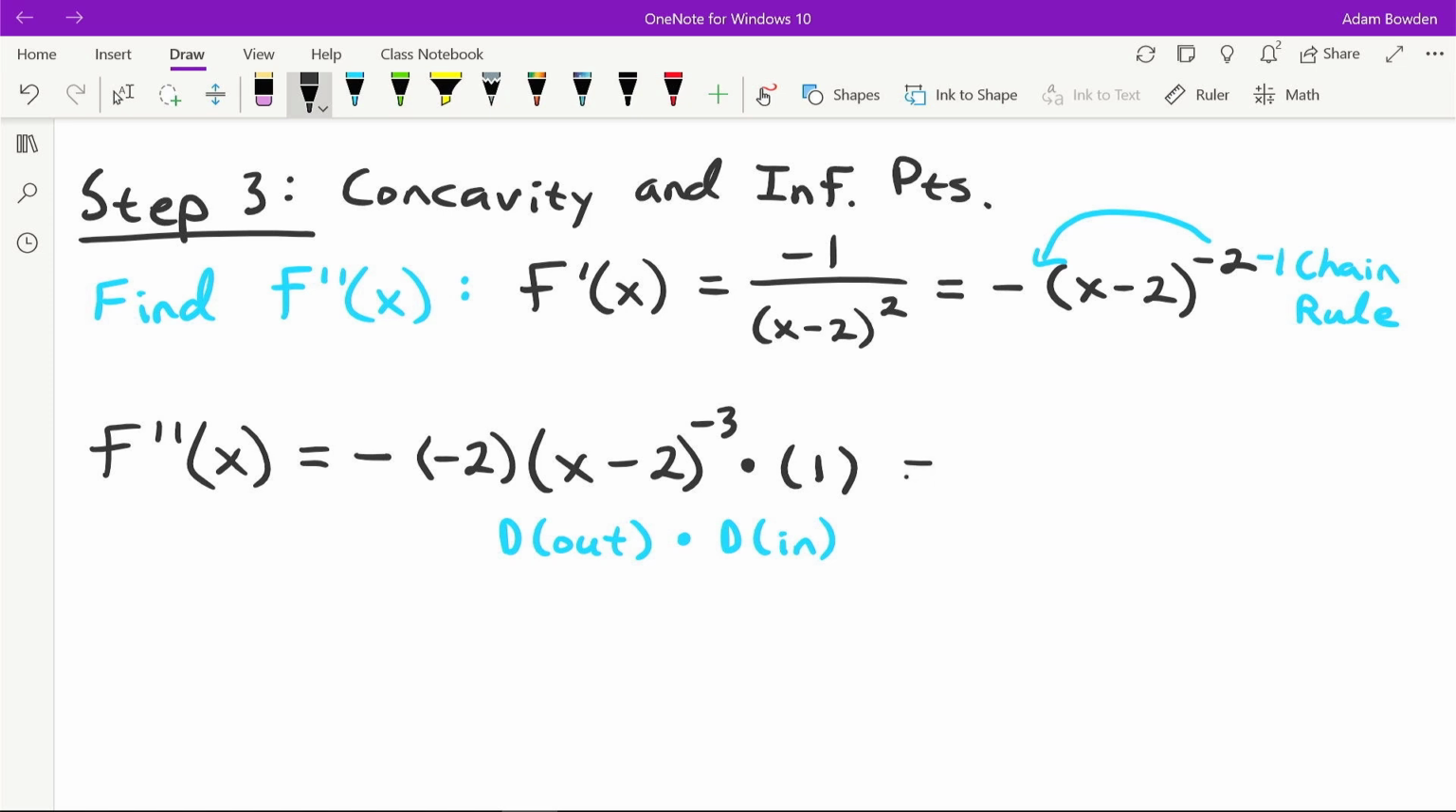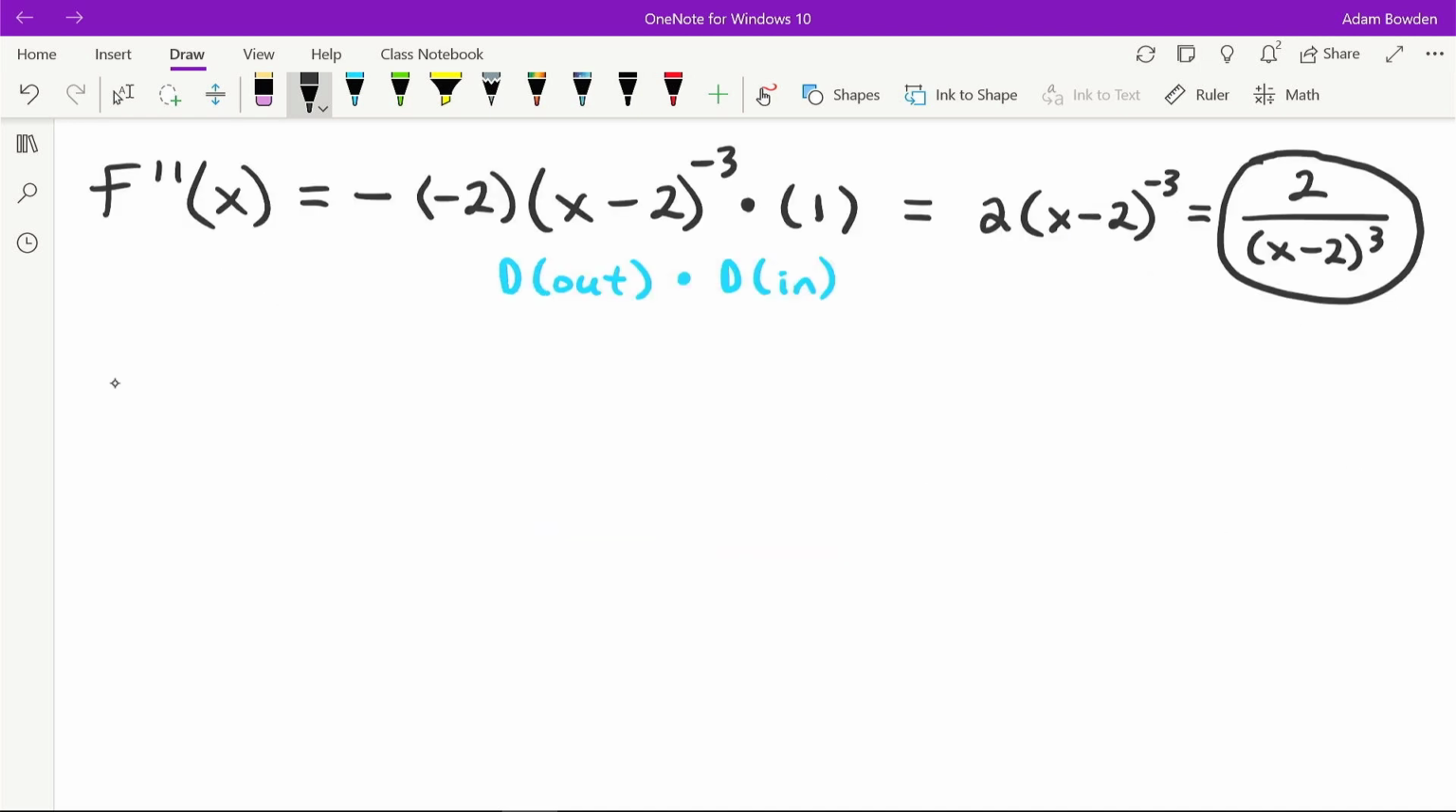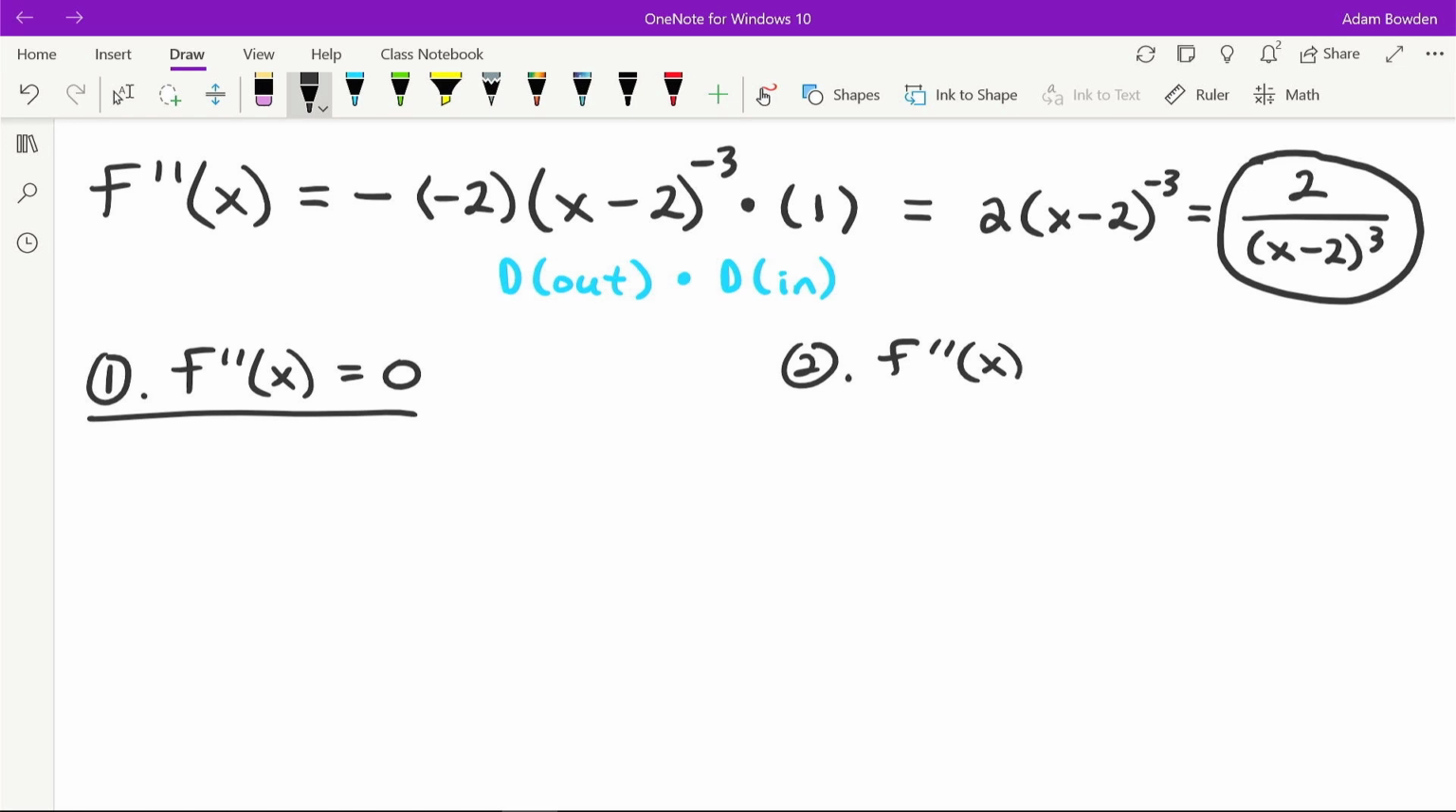In that case, we would write it as now just positive 2 parentheses x minus 2 raised to the negative third, or 2 divided by x minus 2 all raised to the third power. So we're going to take some of the same steps. We're going to figure out if we can solve this equal to 0, or is there anything where the second derivative does not exist.